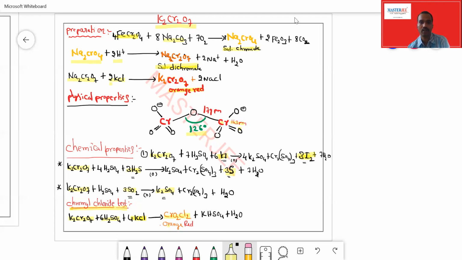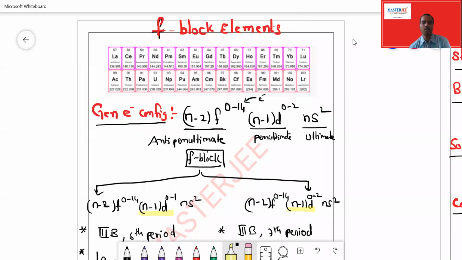Next topic is about F block elements. F block elements, if you see, here these are the lanthanoids, and these are called actinoids. This is also called the 4F series, and this is also called the 5F series.